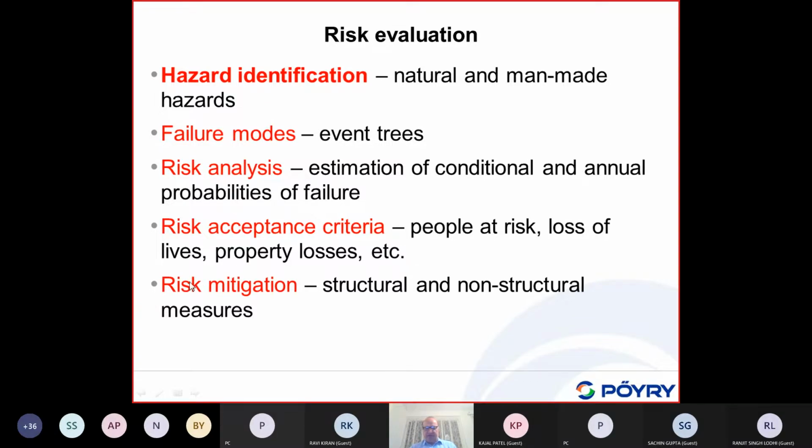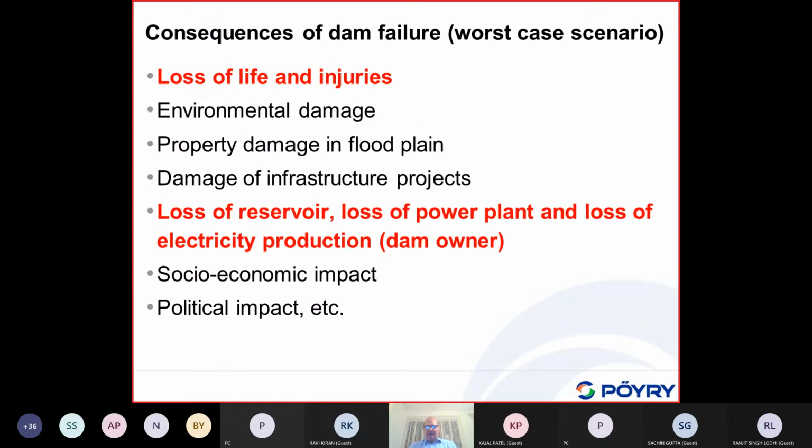And then the last one is the risk mitigation. Here we talk about so-called structural and non-structural measures. And I would like to give just a quick introduction into this problem. What are the consequences of dam failure for a worst case scenario?